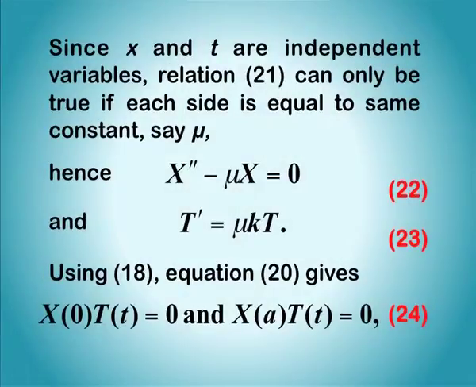If it is equal to mu, then from 21 I will have X double dash minus mu X equal to 0 and T dash equal to mu k T, small k again is a constant term. Using 18 in equation 20, equation 18 is to be employed in equation 20, we will get X(0) T(t) equal to 0, and the second equation will be X(a) T(t) equal to 0. We marked it as the 24th equation.